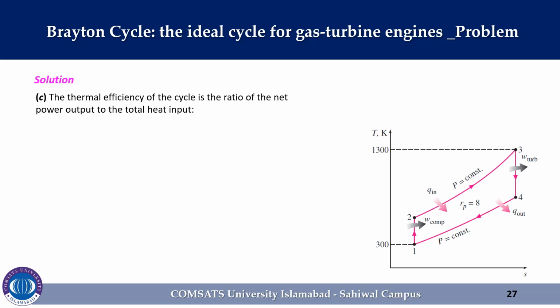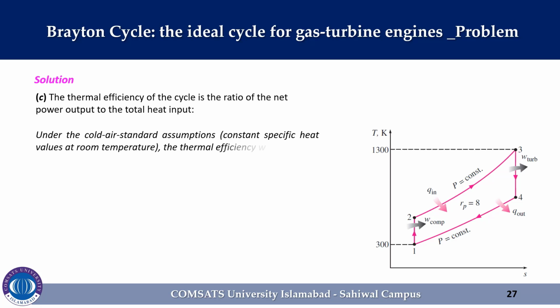Now we will determine the efficiency under cold air standard assumptions or at constant specific heat values. The thermal efficiency would be expressed as 1 minus 1 over Rp to the power (k minus 1) over k. Here k is the specific heat ratio of air at room temperature and it is equal to 1.4. The value of Rp is already given in the statement, that is 8, the pressure ratio. So after putting all the values, we can find out the efficiency. The efficiency will be 0.448, which is sufficiently close to the value obtained by accounting for the variations of specific heats with temperature.